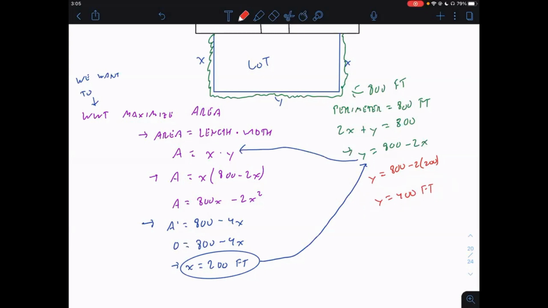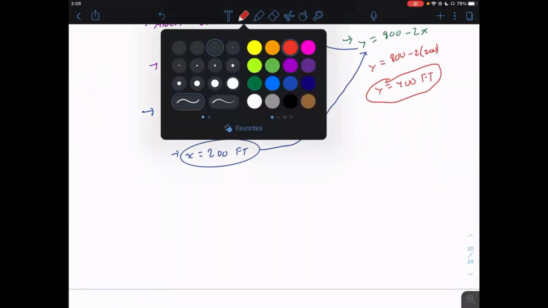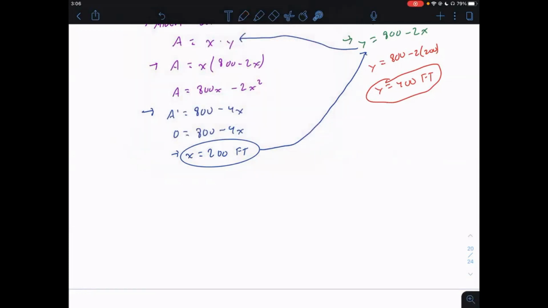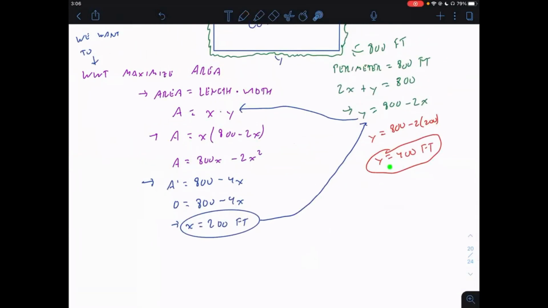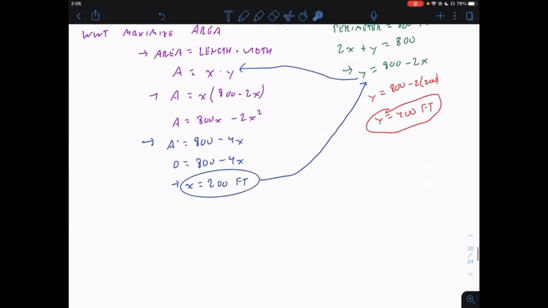So according to what we found, if we want to find the optimal maximum size of the parking lot, then the sides on the left and the right should be 200 feet each, and then the bottom side here should be 400 feet. And if we want to find what that maximum area is going to be, then all we need to do is just multiply these two against one another, right? Our length times our width.